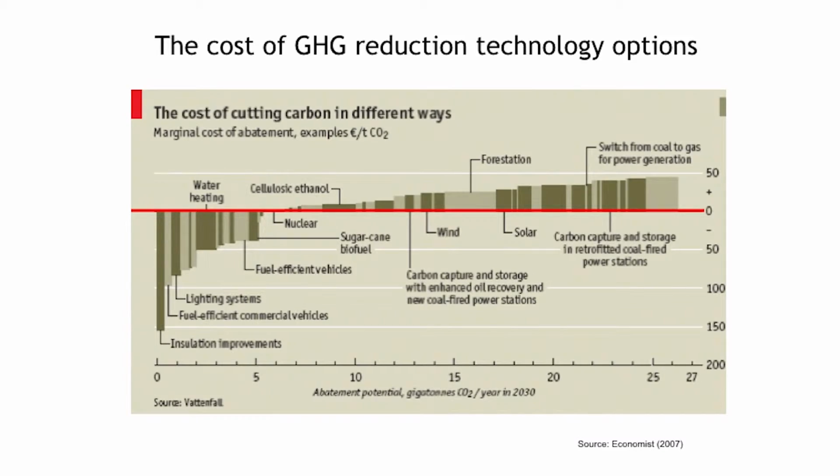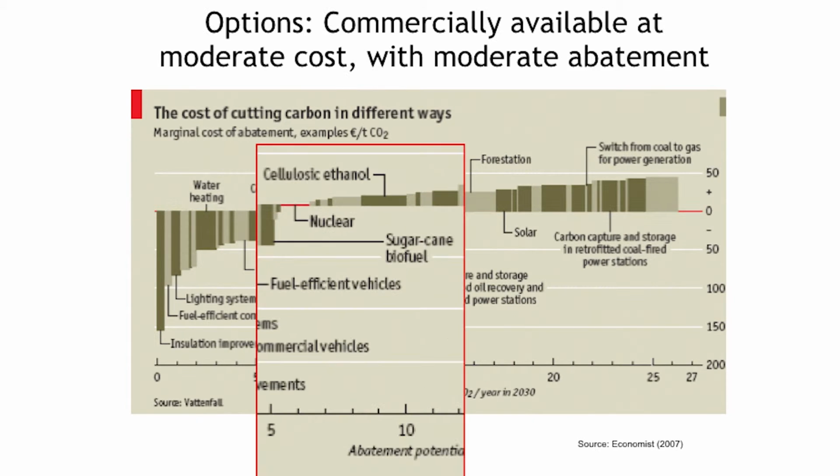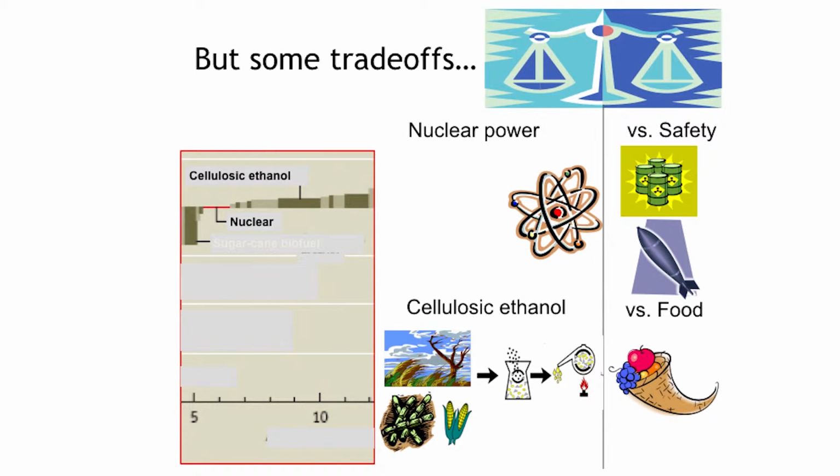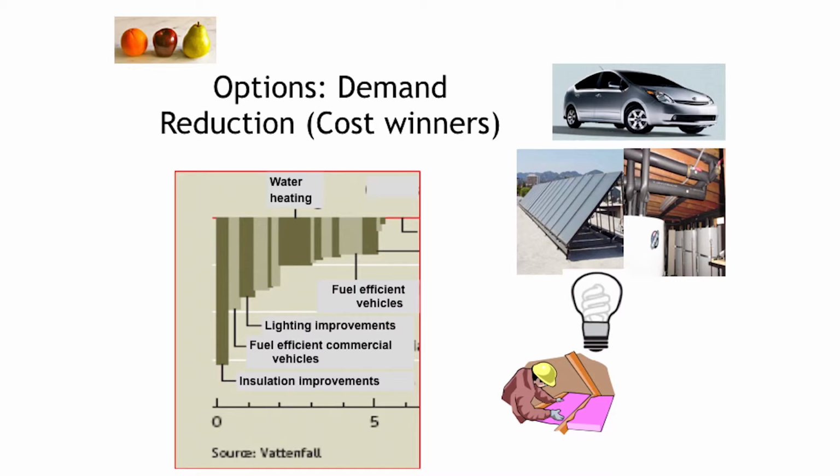But now, let's go through some of the moderate cost, moderate abatement ones. In particular, we have nuclear power, and there's been a lot of controversy about nuclear lately. So the trade-offs here are, of course, nuclear power versus safety, and things like ethanol, where you have issues with indirect land use change and what the trade-offs are for the food system. So putting that in context, now we're going to spend more time focusing on those options that are considered the cost winners, the demand reduction ones, the energy efficiency things, the low-hanging fruit. You'll see my little fruit picture through a lot of these slides. So, okay.